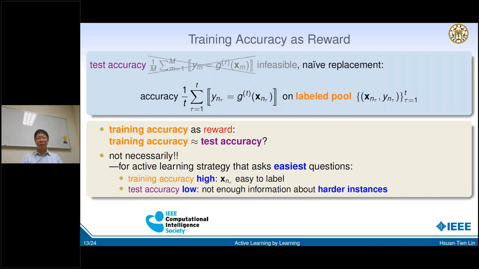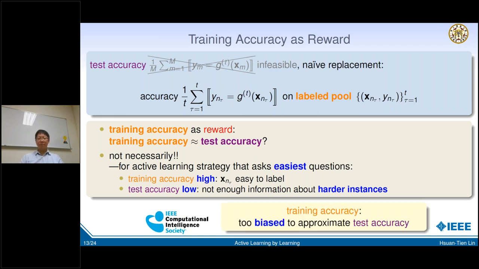The learning algorithm just tries to solve the easiest problem, but then it cannot do anything about the harder problems. So this creates a huge bias between the training accuracy and the test accuracy. And in that case, the training accuracy will not be a very good estimate of the test accuracy. So that's what we found. Actually, the training accuracy is too biased to approximate the test accuracy, and we somehow need to correct this bias to finish our reward design.